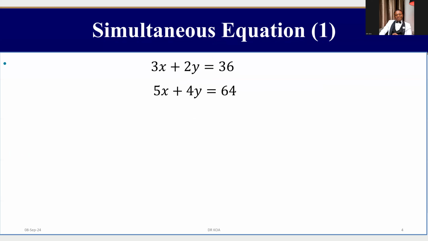Now let's go to simultaneous equations, unless there's any question. If you have a question, quickly let me know so that I can address it.